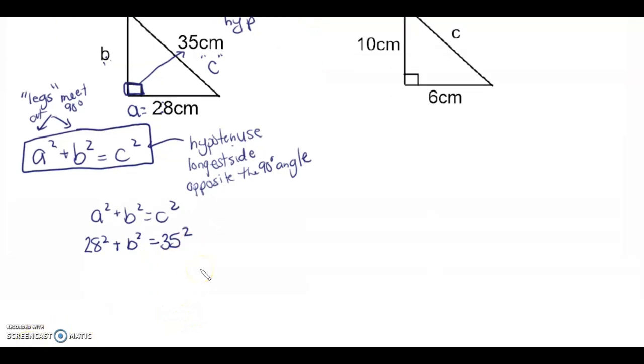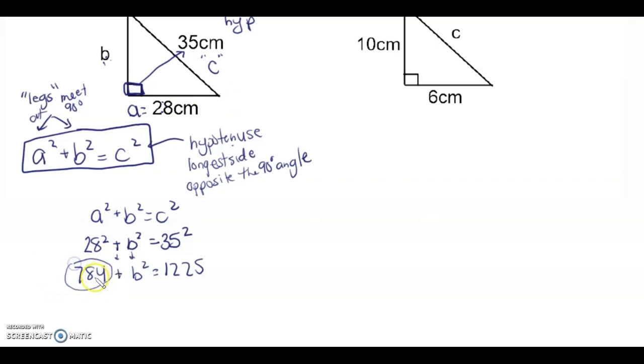So let's go ahead and plug in 28 squared to our calculator. Okay, we get 784. Bring down the plus sign, bring down the b squared. And let's go ahead and do 35 squared in our calculator. We get 1225. Okay, and at this point, we're back to where we were in question 1.